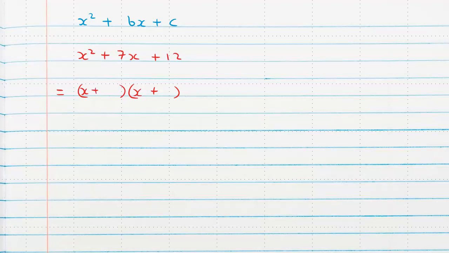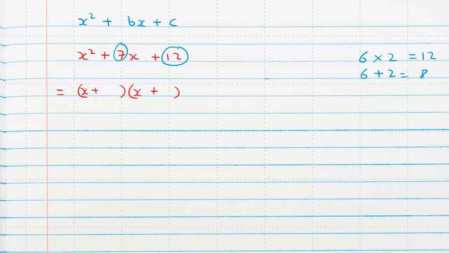We need to find two numbers that have a product of 12, and when we add them, the sum will be 7. So we have 6 times 2, that is 12, and when we take the sum of them, 6 plus 2, we get 8. So this is not the answer.